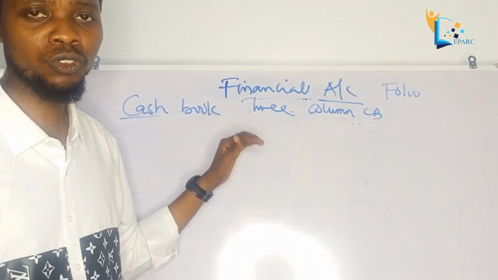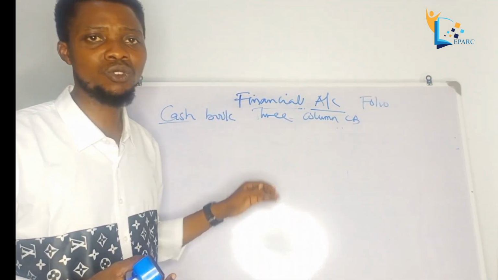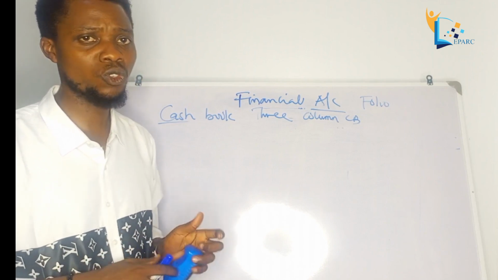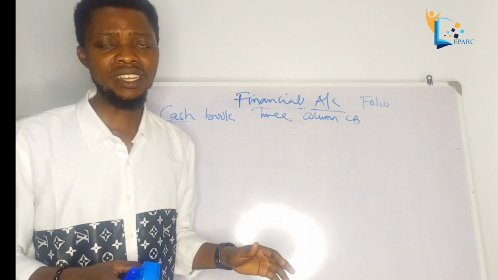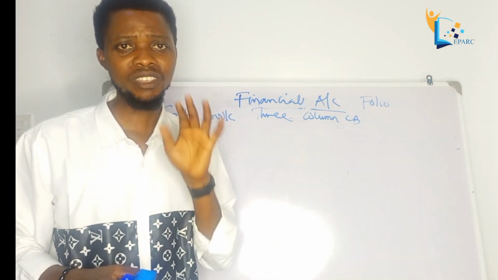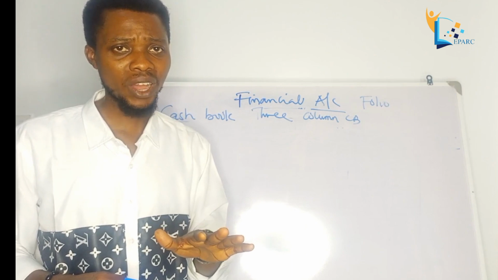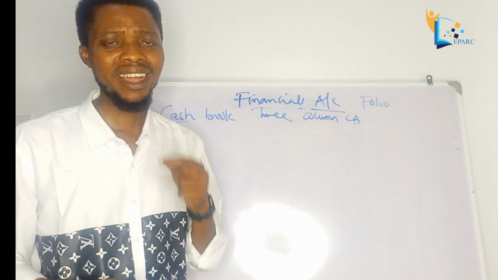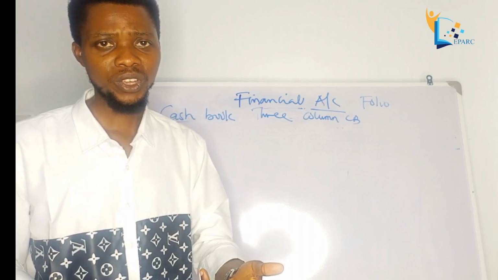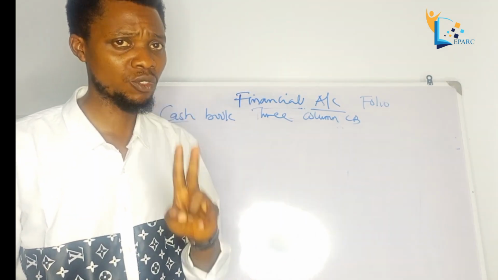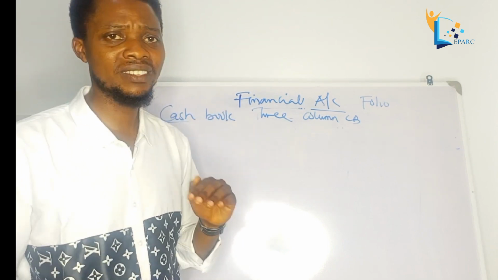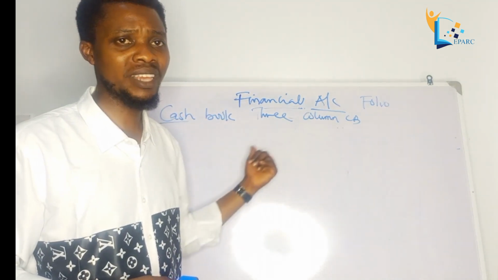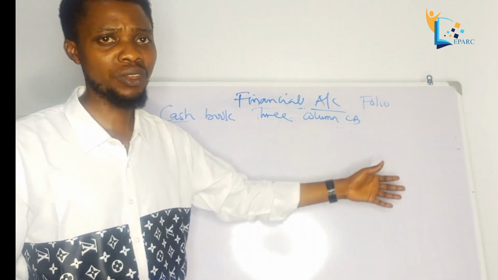Then lastly, we want to know how to know which account to either credit or debit. When we started, I said the first thing you do is identify the two accounts involved. Then you identify which of these accounts is receiving and which of them is giving out. These are the two basic things you have to note. Then it will help you know which account is going to be debited and which account is going to be credited.